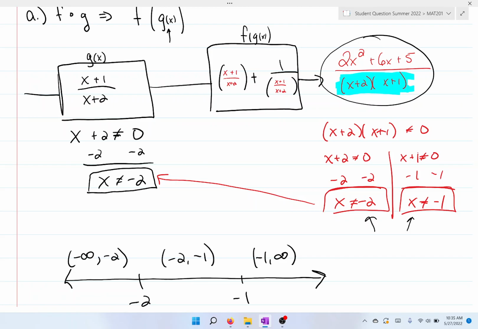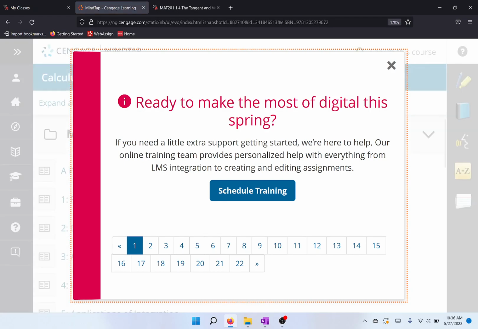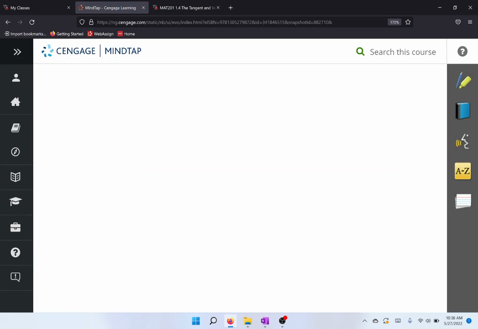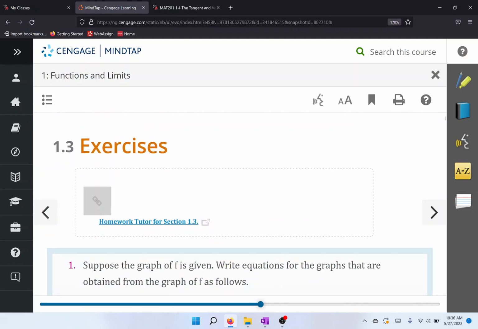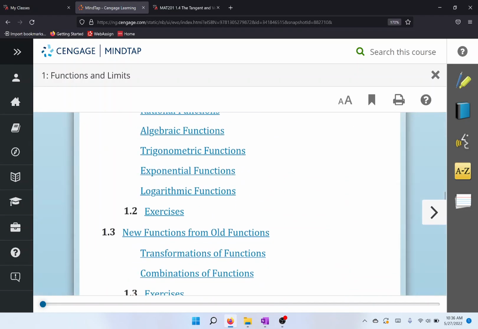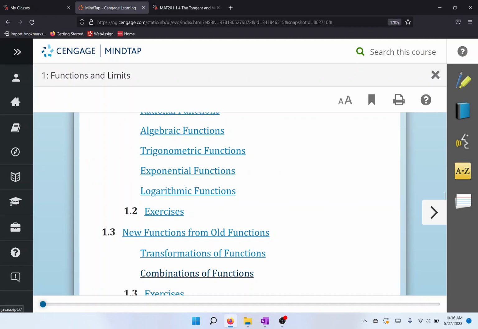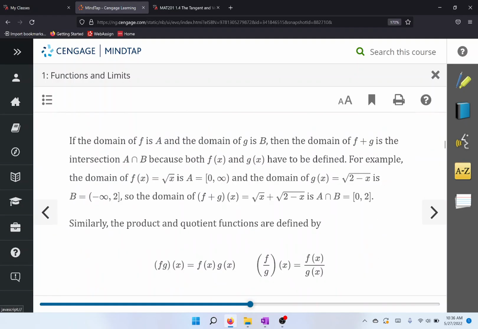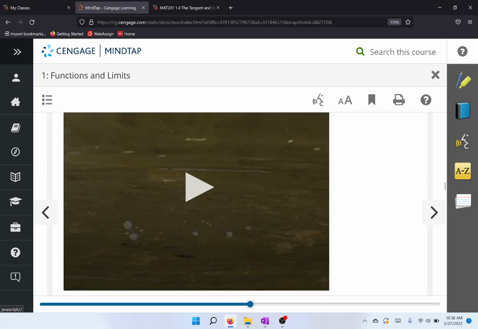In fact, your textbook has a really good picture showing this. So let me find it real fast. Here's our class, here's our textbook. Sorry, I should have had this up, but this is a quick video. Functions and limits. 1.3. No, it's not in 1.3. At least I don't think so. Let me scroll down. Here it is. Combinations of functions. All right, so we're going to let this load real quick. And where is that picture?